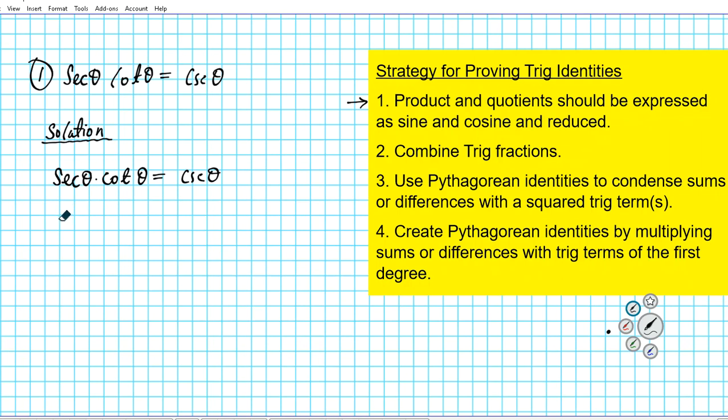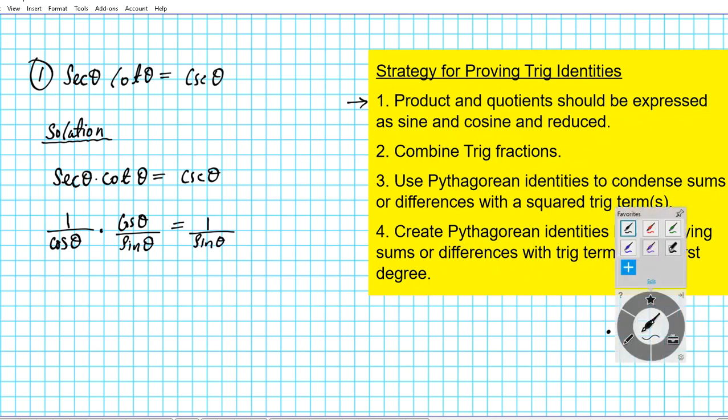Now using the reciprocal identity, we know that secant can be expressed as 1 over cosine theta. And then using the quotient identity, we can express cotangent theta as cosine theta divided by sine theta. Since we're expressing everything in terms of sine and cosine, we might as well apply the same principle to the right side. Cosecant theta, using the reciprocal identity, can be expressed as 1 over sine theta.